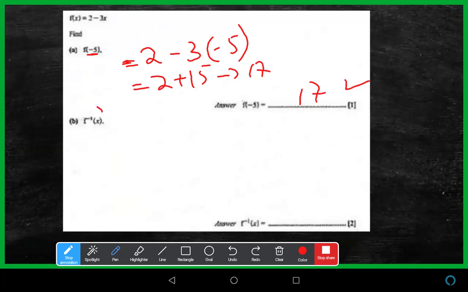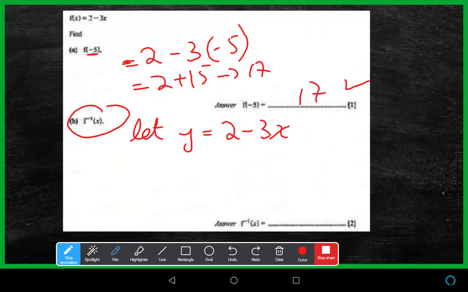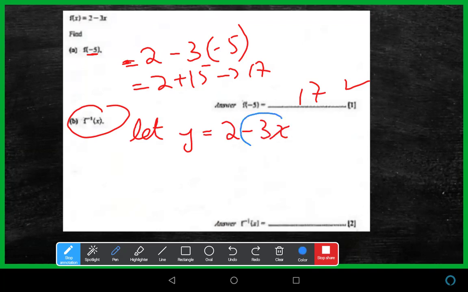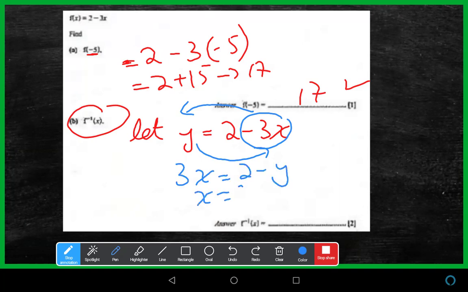Now we have to find part B, the inverse. So how can we find the inverse? Let y is equal to 2 minus 3x. Now I have to make x the subject, and x is negative. So I will move x to the left side and y to the right side. It will become positive 3x and y will become negative. Now 3 will be divided. So this is the inverse. Now you have to write the final answer: (2 minus x) divided by 3.